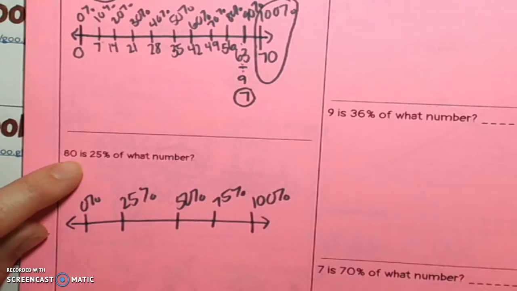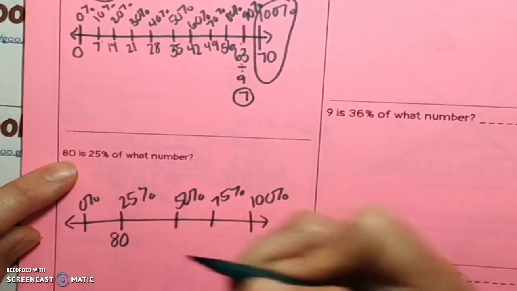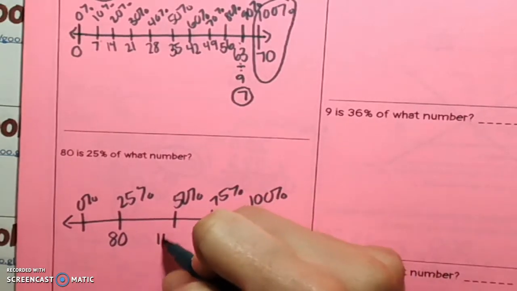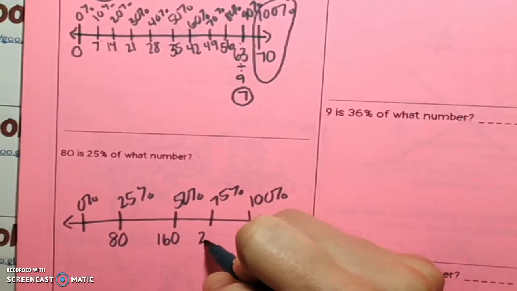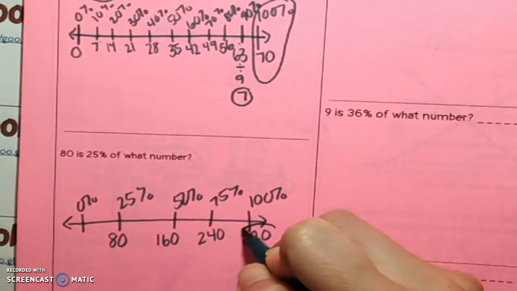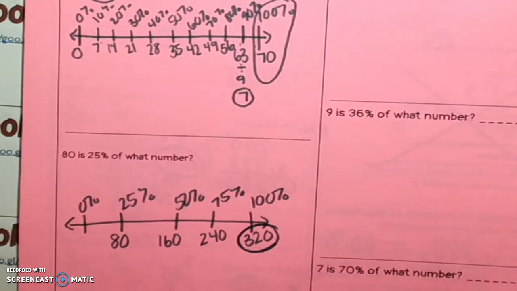At 25%, what number are we at? 80. So we're going to write 80 here. So what are we counting by? 80. So 80, 160, 240, 320. That's your answer. Whatever's at 100% is your answer. If you can think of it that way.